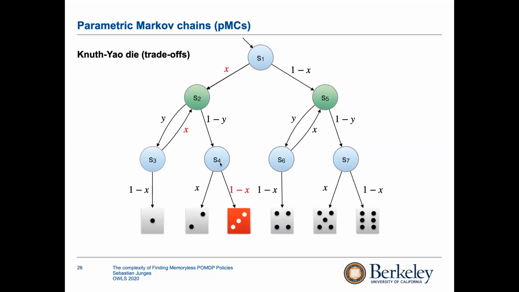However, if we make x too large, then all of the probability mass is going to this state 2. And so finding a value of x that maximizes this, or that brings the probability of reaching this state above a certain threshold, is non-trivial. There's a trade-off. And the trade-off depends on the value of y, because depending on how much probability mass reaches S3, the trade-off is slightly different.